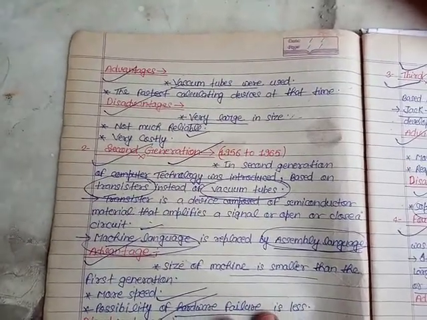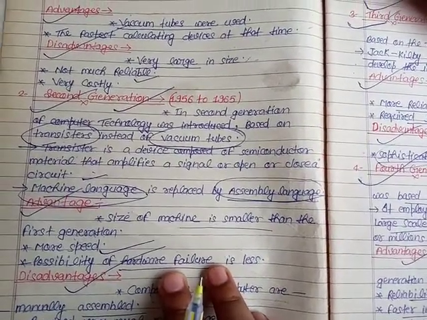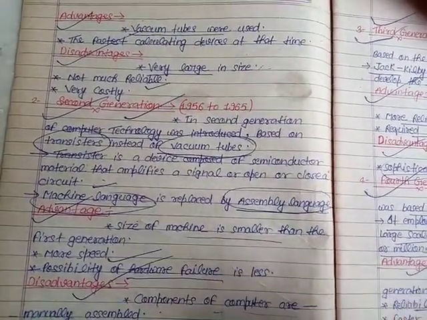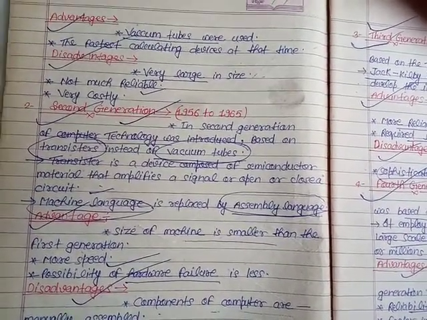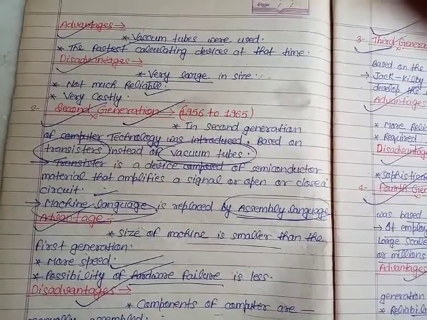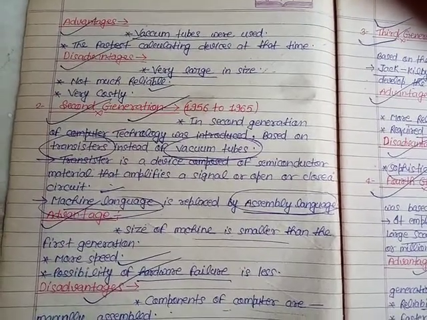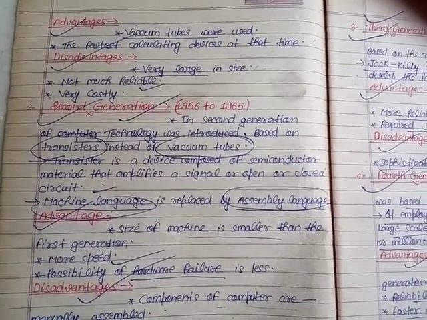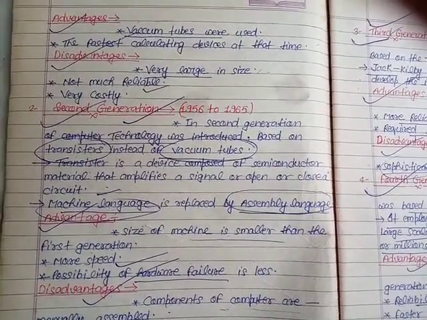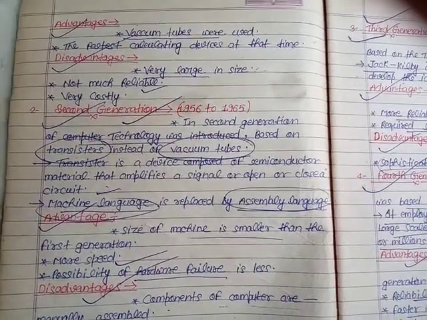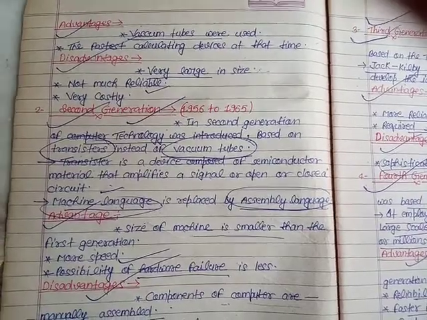Now we are talking about second generation of computer. The second generation starts from 1956 to 1965. In second generation of computer, diode transistors are used instead of vacuum tubes. Transistors replaced vacuum tubes. In second generation, transistor technology is used. A transistor is a device composed of semiconductor material that amplifies a signal or opens or closes a circuit.